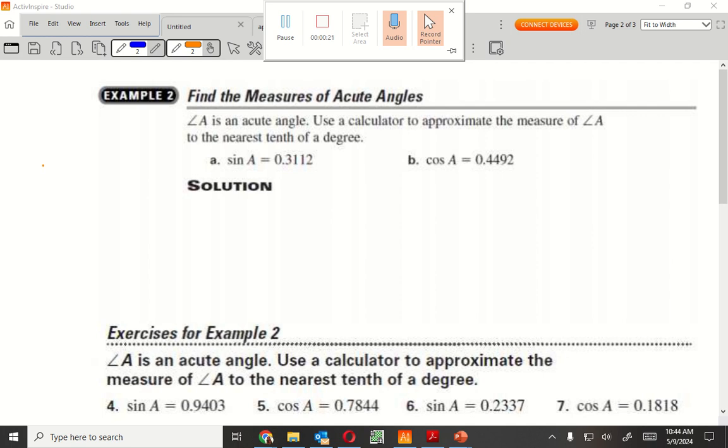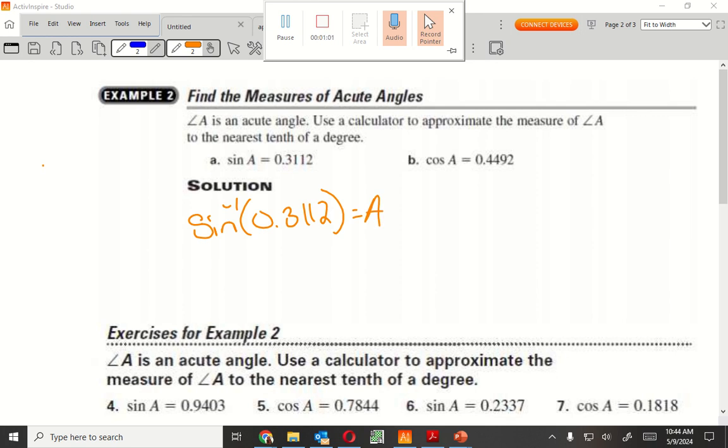Anyway, right here we're going to finish up this set of notes. It says find the measure of acute angles. We started this the other day, and all we have to do is take this and change it into the arc sine or the arc cosine, in this case the inverse. So when I do that, I'm going to switch these. It becomes arc sine of 0.3112 is equal to capital A.